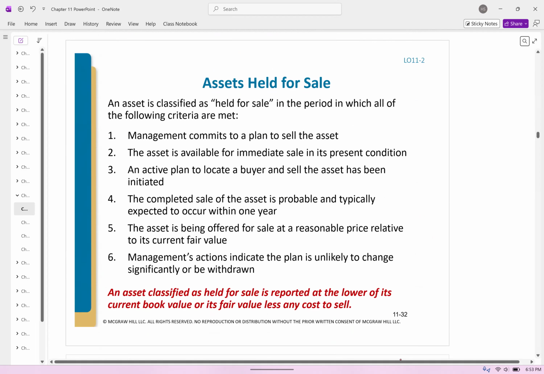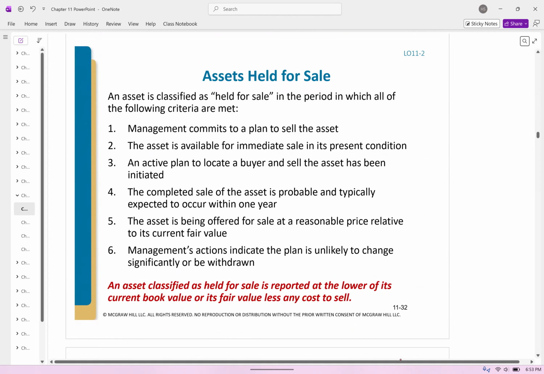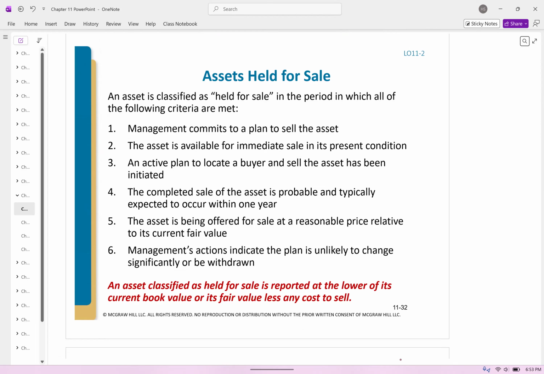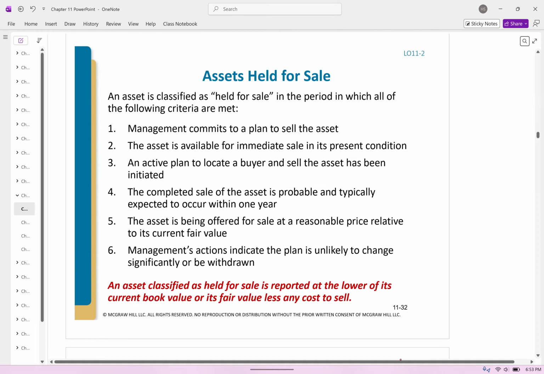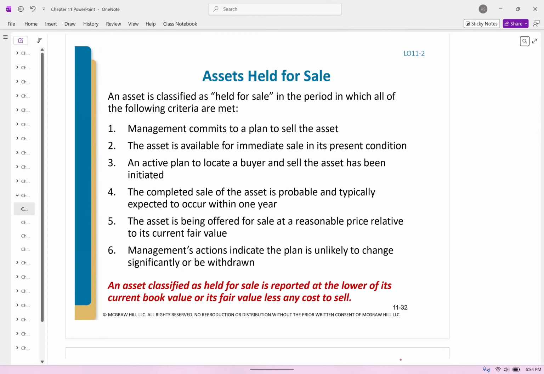I really don't want to make these videos any longer than they need to be. Okay. So let's talk about assets held for sale. They have to meet this criteria. Management commits to a plan to sell the asset, assets available for immediate sale. There is an active plan to locate a buyer. I mean, that could be just listing it with an agent. Okay. The completed sale of the asset is probable and typically expected to occur within 1 year.